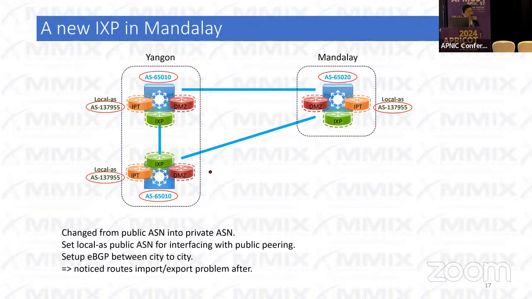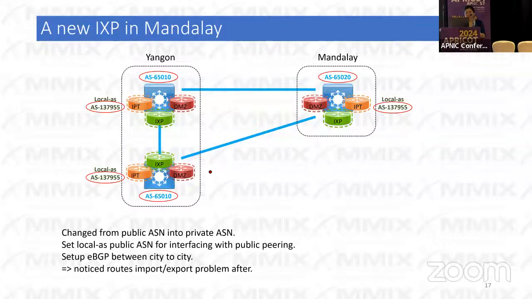And what if I set up more and more switches in other cities? Applying a public AS number each time is not scalable. So finally I decided to use private AS numbers. For Yangon, I defined private AS number 65010. For Mandalay, private AS number 65020. At the same time, I used the local AS feature to communicate with the outside iBGP session.